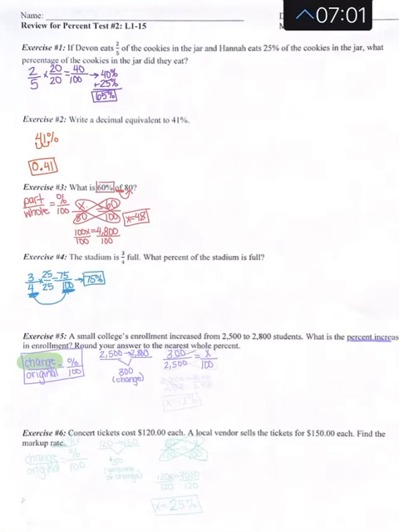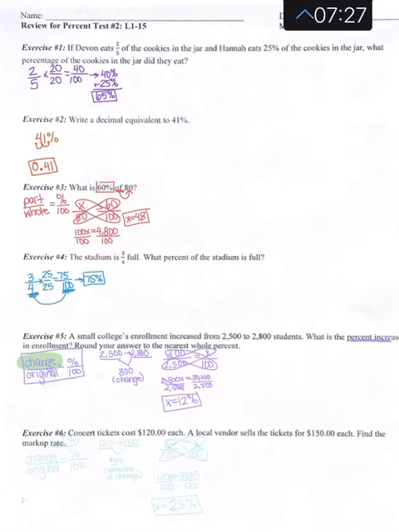To solve this, we're going to cross multiply. So 2,500 times X is 2,500X equals 300 times 100, which is 30,000. To get X alone, we divide both sides by 2,500. So that means X equals 12. Our percent increase is 12%.